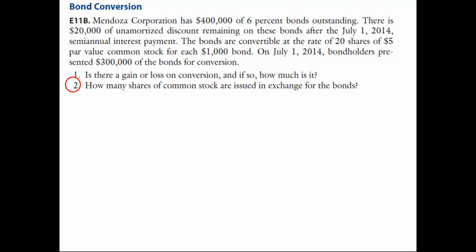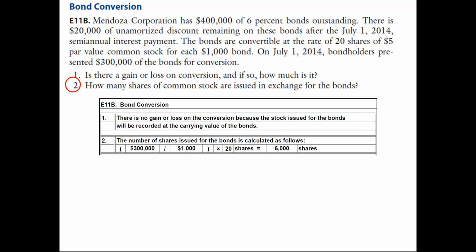Part 2 says, how many shares of common stock are issued in exchange for the bonds? The first thing we have to do is take the $300,000 of bonds and divide it by 1,000, because remember, for every $1,000 in bonds, we get 20 shares of stock. After we divide 300,000 by 1,000, we multiply it times 20 shares, so in this conversion, they're going to be exchanging for 6,000 shares of common stock.